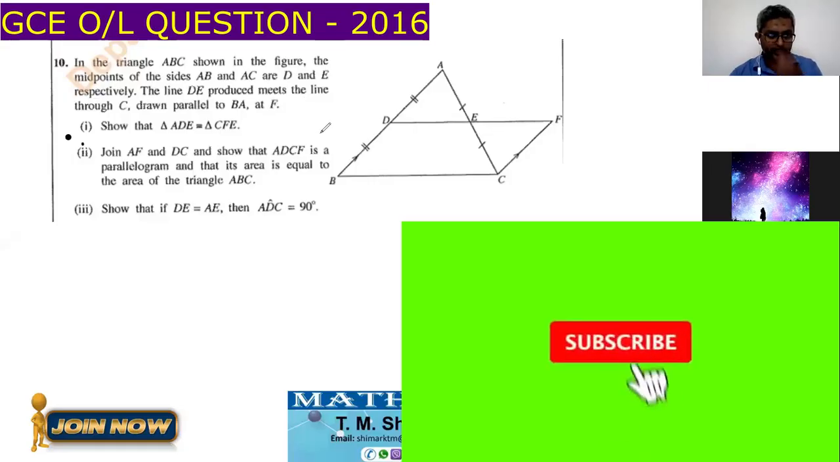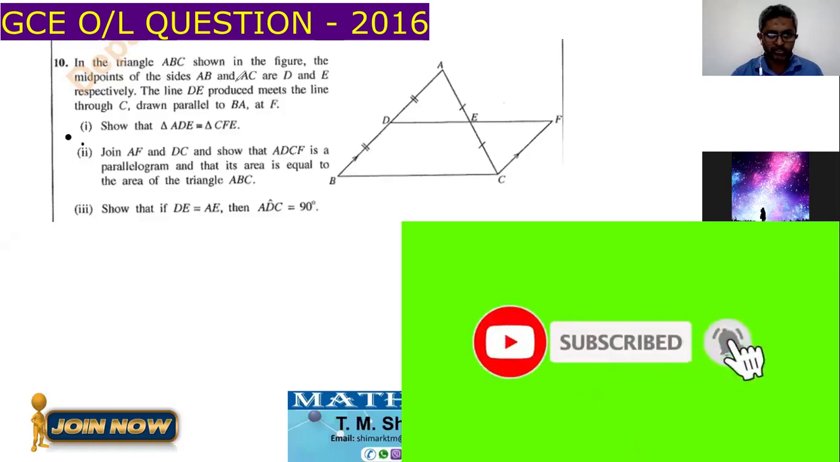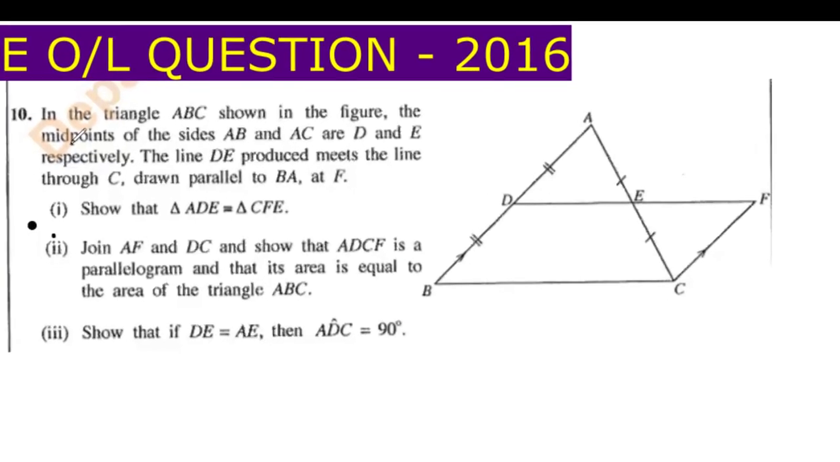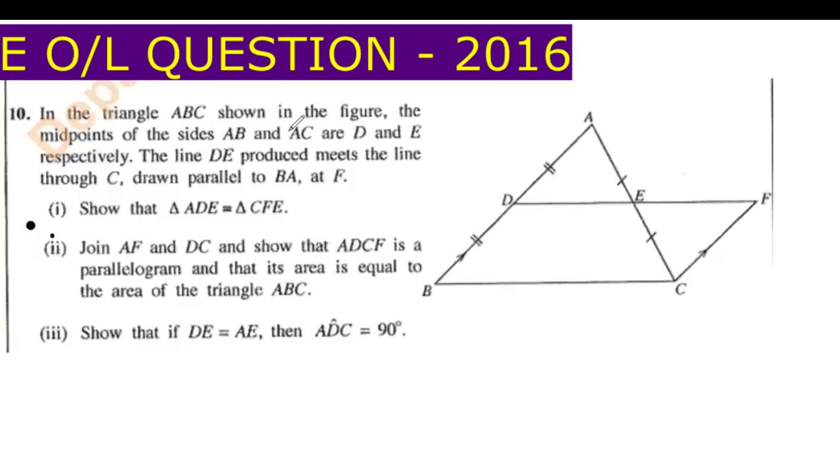The first question says: in the triangle ABC shown in the figure, the midpoint of the side AB is D, and the midpoint of AC is E, respectively. Midpoint means it's divided exactly into two, which means AD and DB are equal.